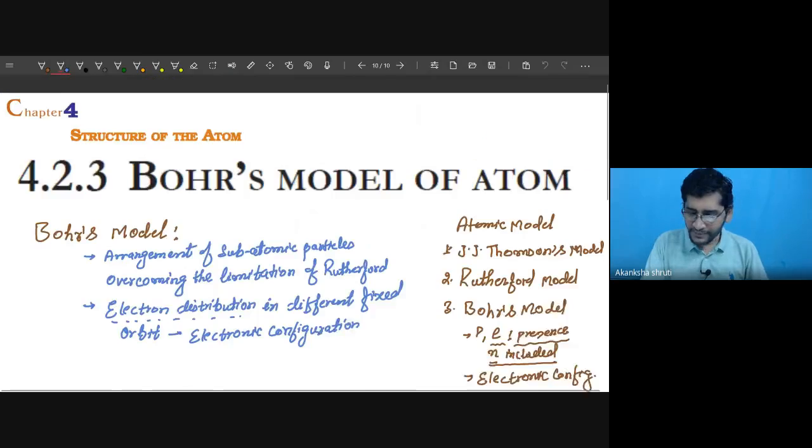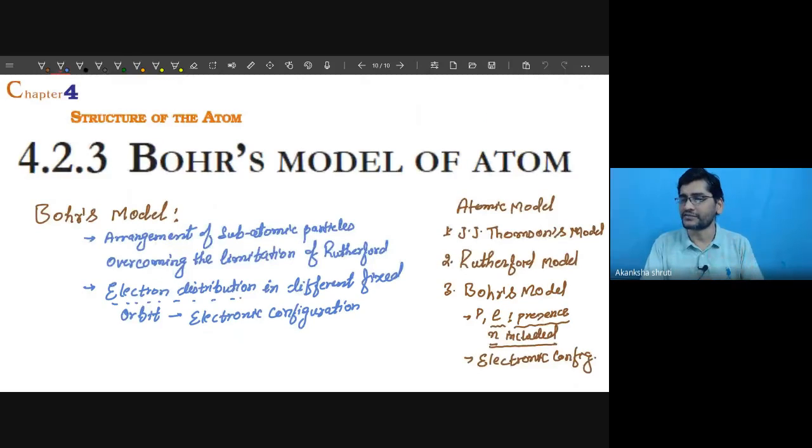So to overcome these two limitations, Niels Bohr gave this model in 1920. For that, he was conferred with the Nobel Prize in 1922. So what was his model? That we are going to learn.